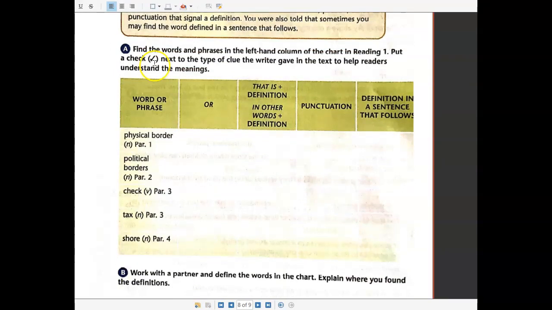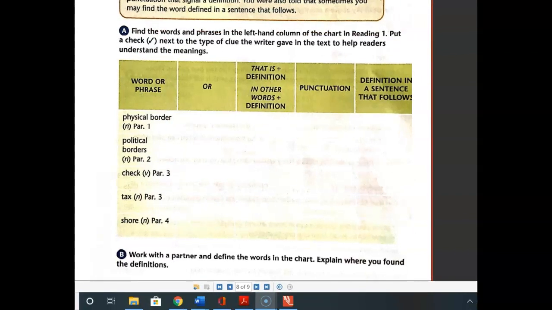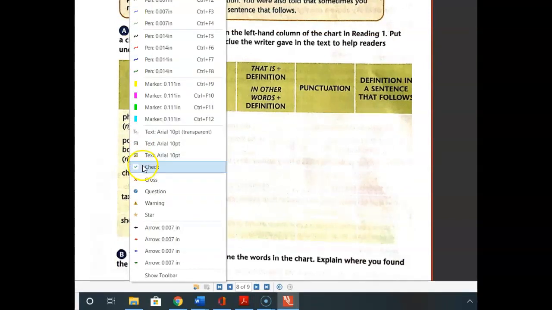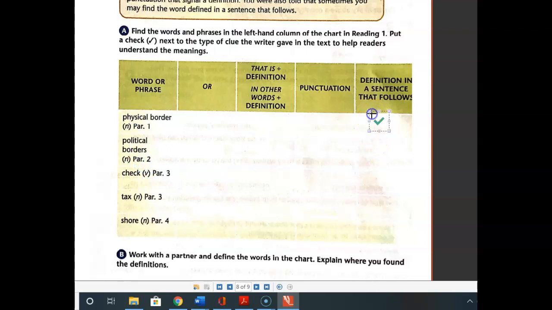I don't think I have a check mark. Let me see if I have one. I do. Okay, so let me mark a check mark here. Okay, that's where we would mark it.